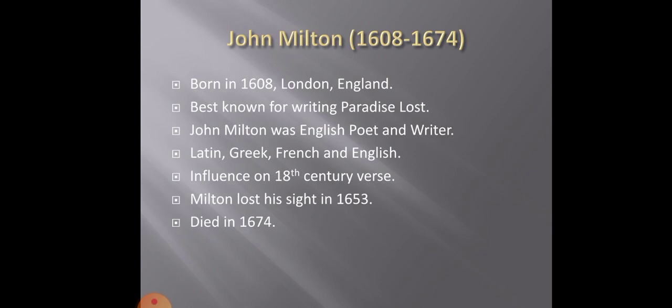So, first of all, we will see a little biography, a little background of Milton's life. As we know, he was born in 1608, London, England. He is best known for writing Paradise Lost that we are studying. John Milton was an English poet and writer, and he was well versed in Latin, Greek, French, and English. A polyglot, we can say, having knowledge and mastery of many languages at the same time, and a scholar of religion too, Christianity too. He influenced the 18th century.